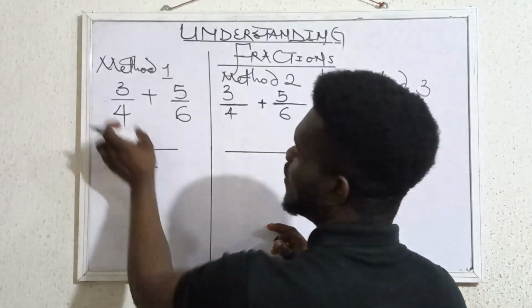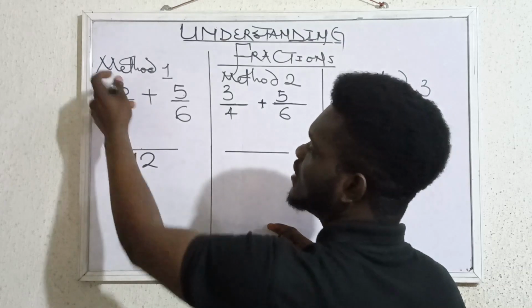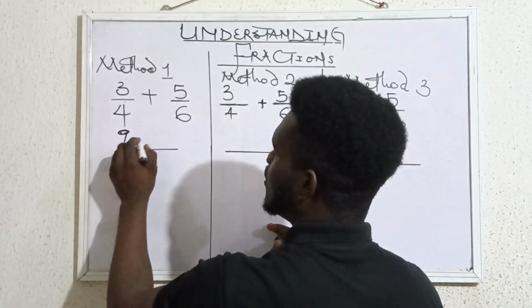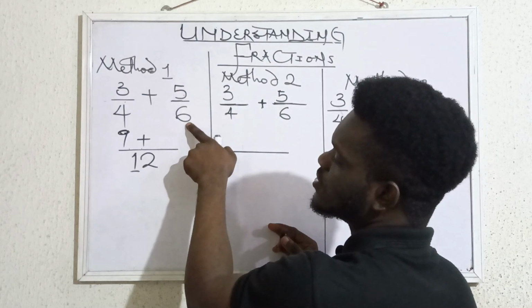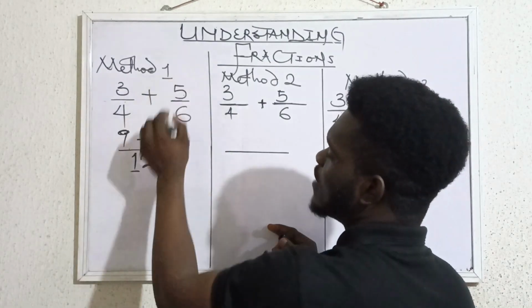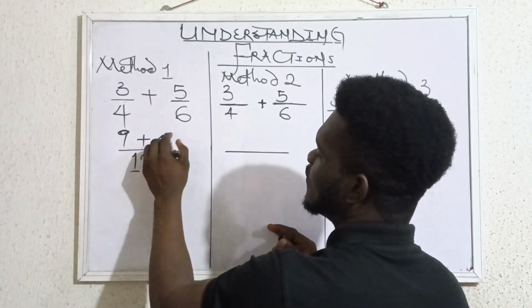12 divided by 4, we have 3. 3 times this 3, we have 9. You add it to 12 divided by 6, we have 2. 2 times the 5, we have 10.